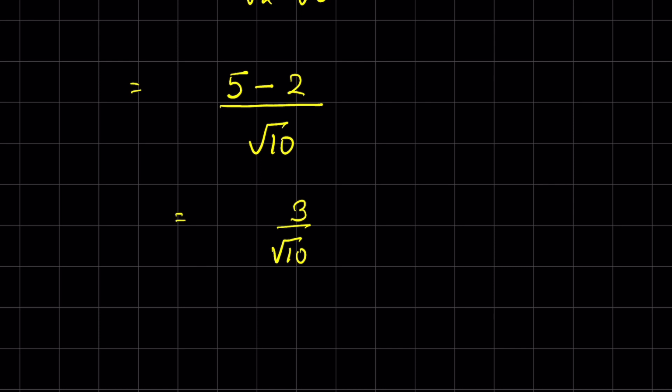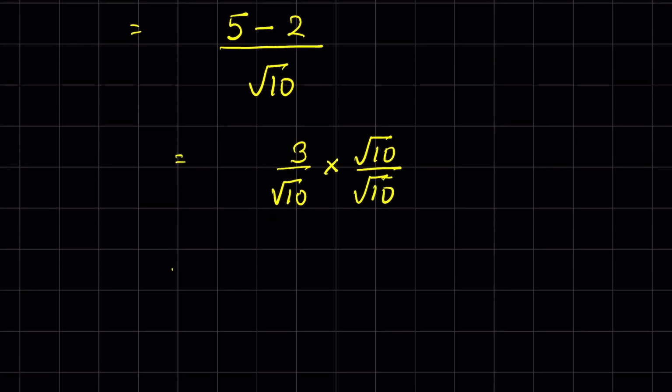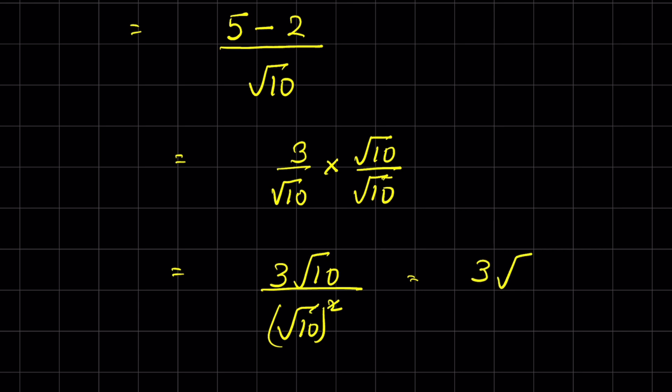Now in the denominator we cannot have a radical, so let's rationalize it. To rationalize it, we divide and multiply it by square root of 10, the denominator. So it will be 3 times square root of 10 upon square root of 10 square. Remove the square root with the square, so it is 3 times square root of 10 upon 10. So this is the answer, and these are two different methods that you can use to solve this question.